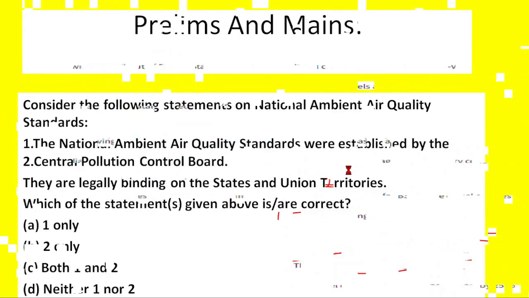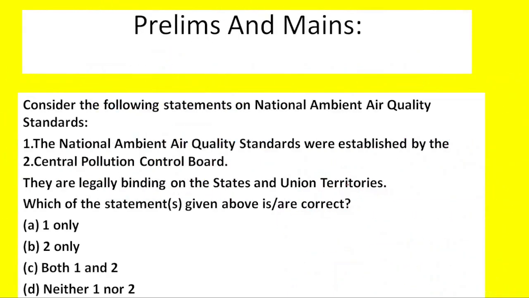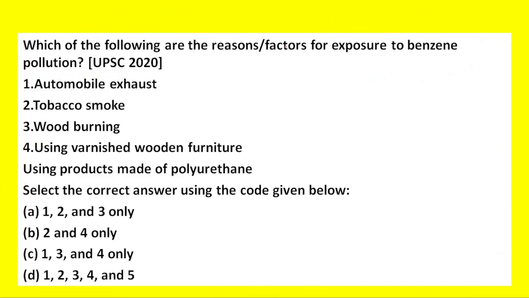Okay. Now the prelims and mains point of view. A question could be asked. The National Ambient Air Quality Standards were established by the Central Pollution Control Board. Yes, this is right. And the statement that it is legally binding is not right, it is not legally binding. So A is right.